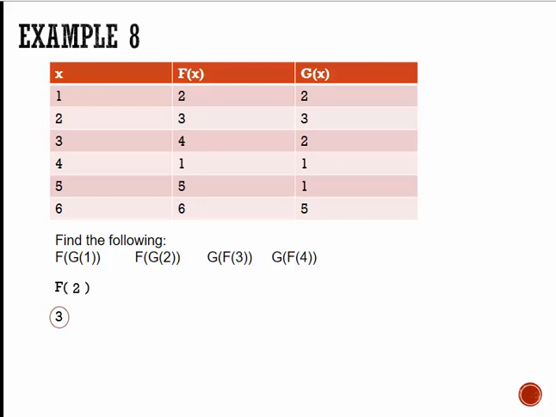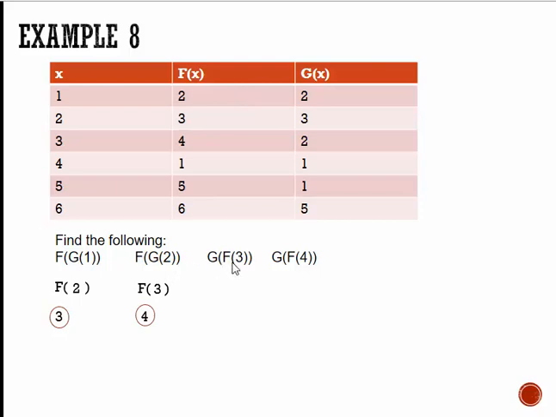Okay? So I got 3 more examples. If we look at f of g of 2, the first thing I would do is find g of 2. So when x equals 2, g is 3. So we replace g of 2 with 3, and we need f of 3. And when our input is 3, f is 4. So f of g of 2 winds up being 4.